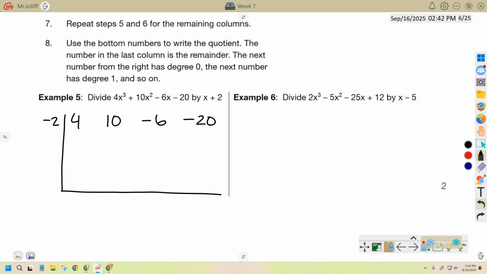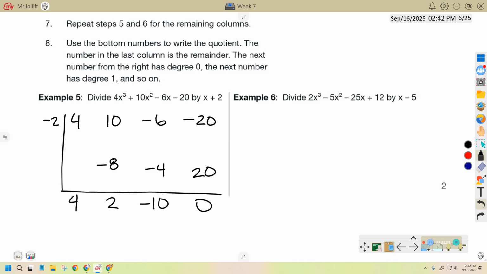And I'm going to do this rapid fire. Bring the first coefficient down, bring down the 4. And then I'm going to multiply and add, multiply and add, multiply and add. Negative 2 times 4, negative 8. 10 plus negative 8 is positive 2. 2 times negative 2 is negative 4. Negative 6 plus negative 4 is negative 10. Negative 2 times negative 10 is positive 20. Add down, it is 0. My remainder is 0. Way faster than long division.